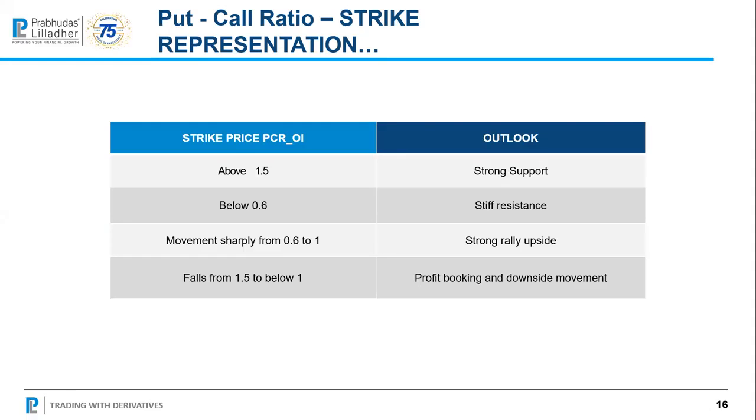Likewise, when the PCR is below 0.6, we see it as a very stiff resistance. Like we were seeing, the 15,200 strike is way below 0.6, so for us that is going to be a very strong resistance. If Nifty is trading at, let's say, 15,170 or 180, and you know that 15,200 is going to be your resistance, nobody will enter the trade at that time.